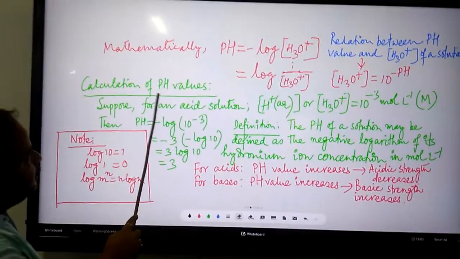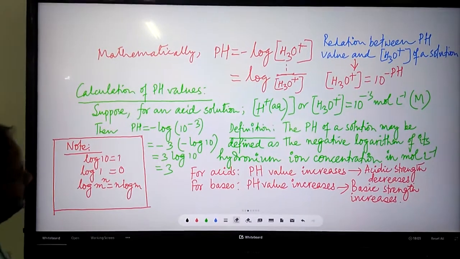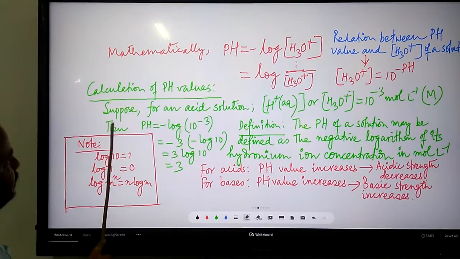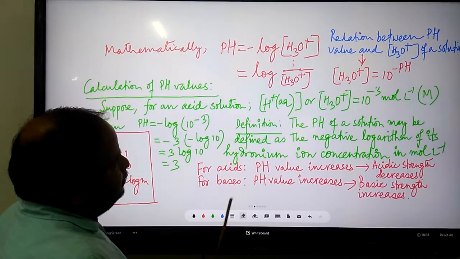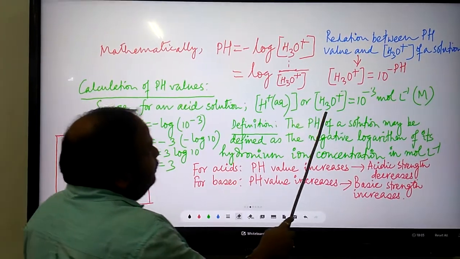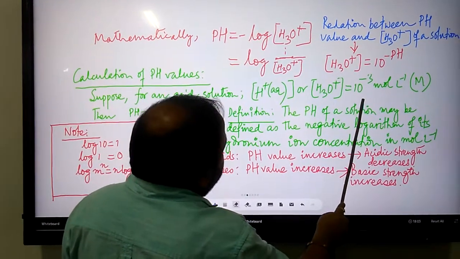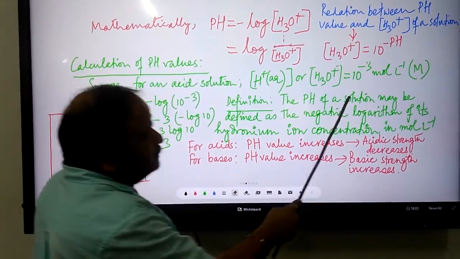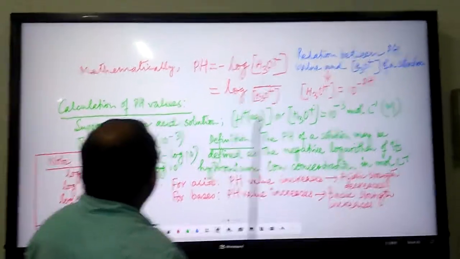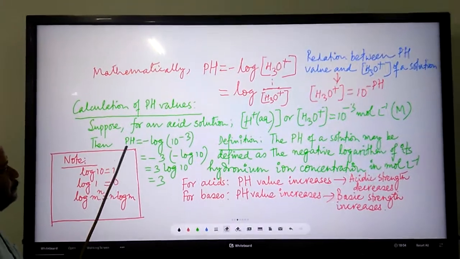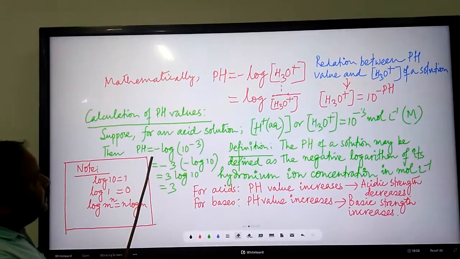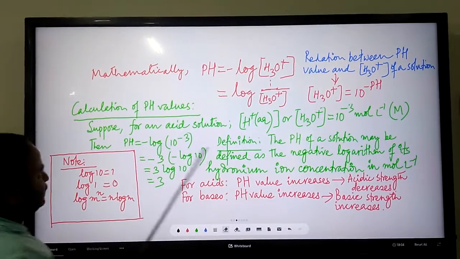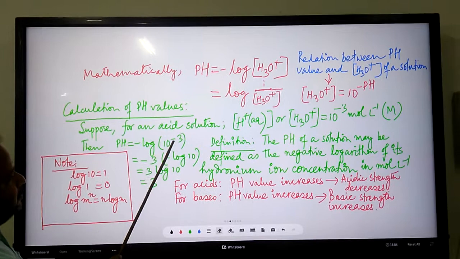Now how to calculate the pH values of solutions? We need to calculate the pH values of solutions to understand their chemical nature. Suppose we have taken an acid solution. The concentration of hydronium ion in the solution of that acid is 10 to the power minus 3 mole per liter, or we can say it is having concentration 10 to the power minus 3 molar. We calculate the pH as negative log of this hydronium ion concentration, which is 10 to the power minus 3.